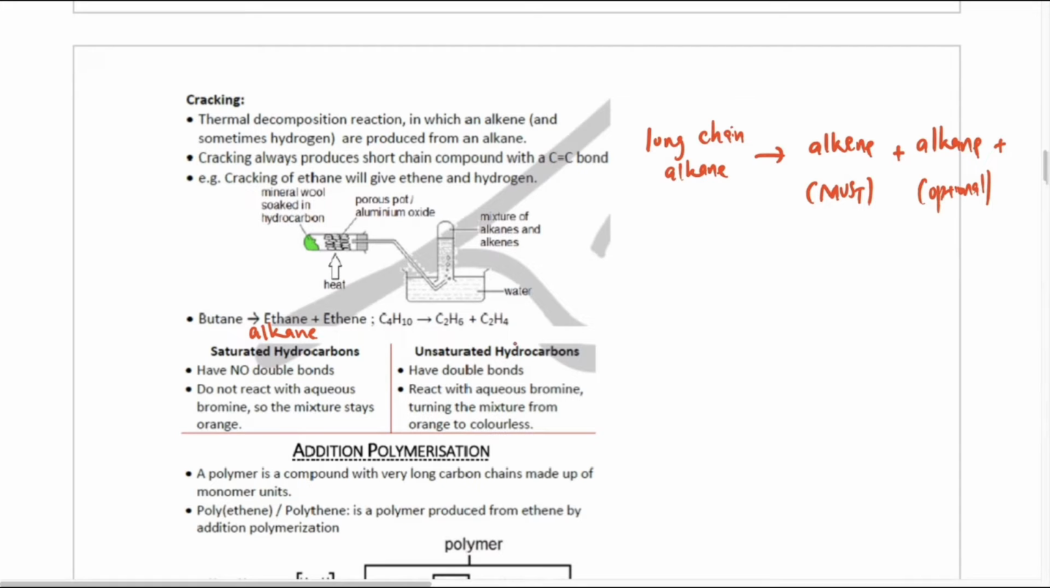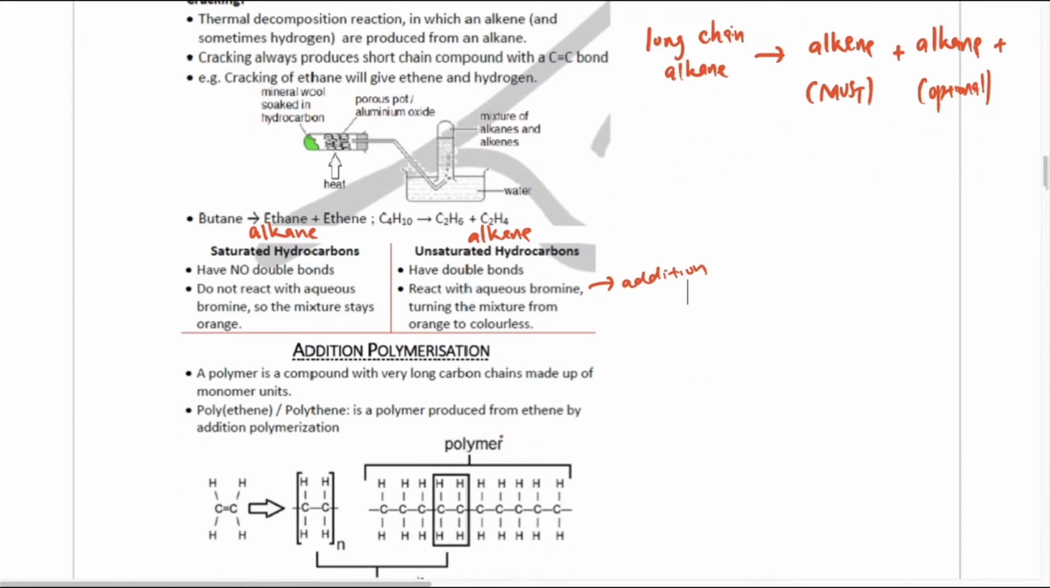Unsaturated hydrocarbons are the ones with double bond, so it's alkene. So it reacts with aqueous bromine, turns the mixture from orange to colorless. So this is the addition reaction that we filled in the box just now. Orange to colorless means bromine has reacted already. It's not in the form of Br2 anymore. So it sticks to the alkene already. That's why it changed color from orange to colorless.